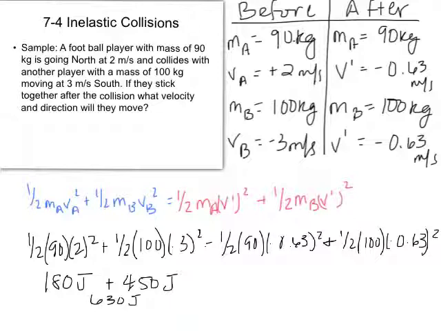And then on this side, we're going to have 17.86 joules plus 19.85 joules, and that comes to 37.71 joules. So those are not equal to each other, so you know you have an inelastic collision due to the loss of kinetic energy.